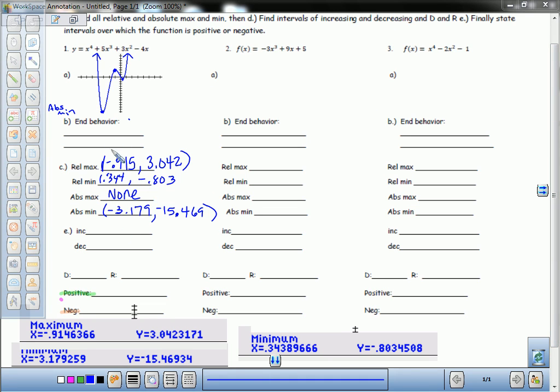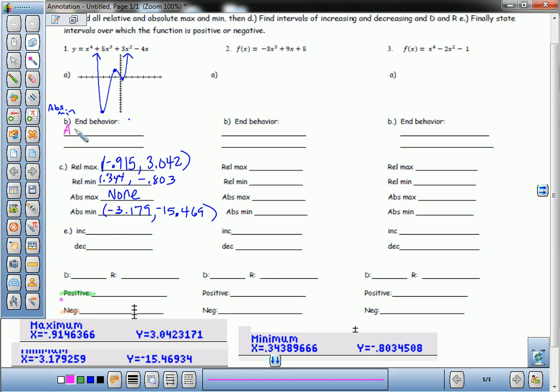Now we can do all the stuff from yesterday. So we can answer end behavior. We really could have done end behavior even without the graph, but looking at the graph makes it really easy. As x approaches negative infinity, y approaches positive infinity. As x approaches positive infinity, y approaches positive infinity.